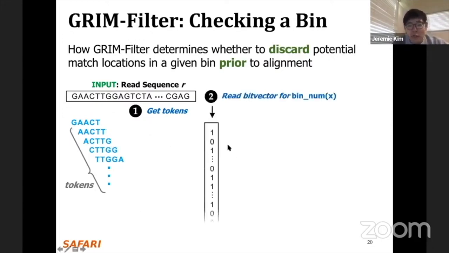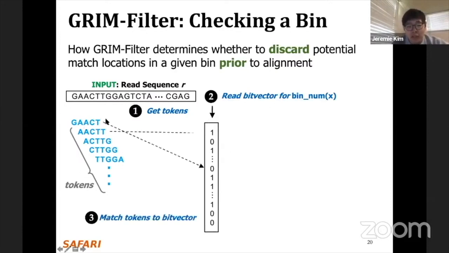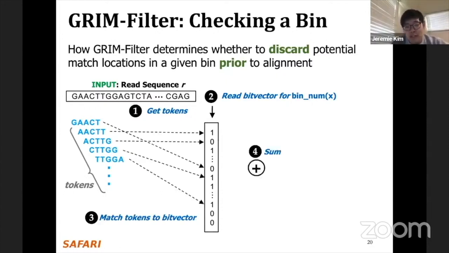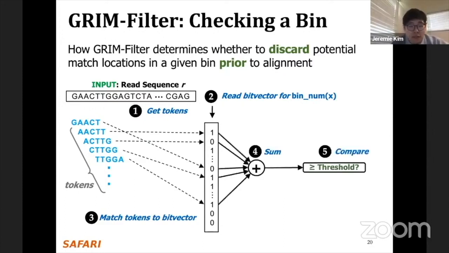So taking all these tokens, we look at the bit vector for a given bin number, and we query all the bit vectors with the token indices according to the bit vector setup. And we basically just sum all the existence bits here. Afterwards, we compare to a threshold, and if it's below the threshold, then we discard it because we don't have enough matching tokens between the read and the bin. But if it's above the threshold, then we can send it to the read mapper for sequence alignment. And this is basically how we're discarding potential locations that must be aligned.